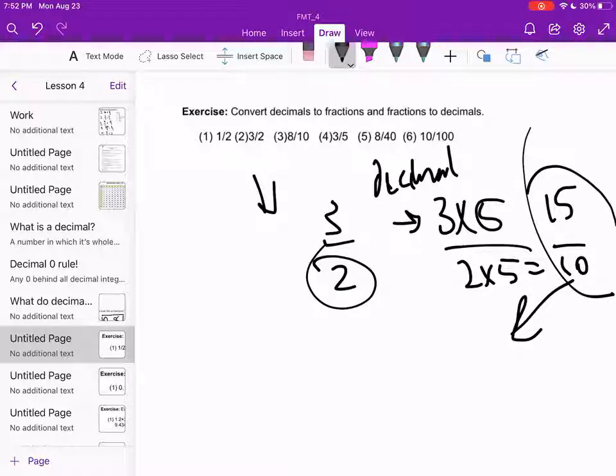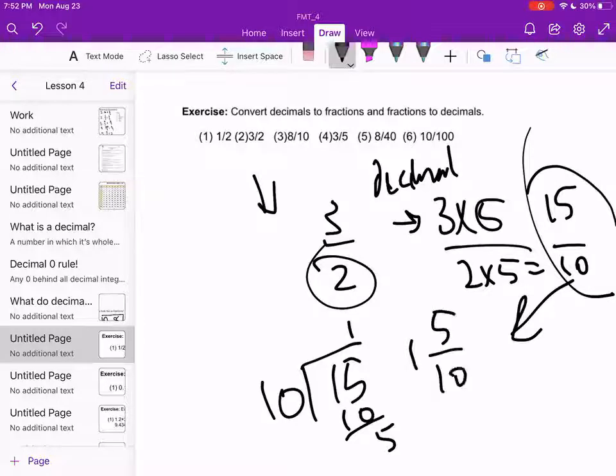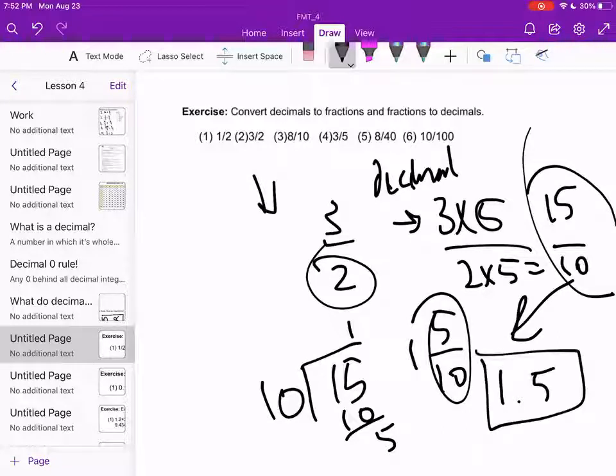So then we're just going to say 15 divided by 10. 10 goes into 15 once, and then we get 5, right? So our proper fraction is going to be 1 and 5/10. And then from there, we have our ones value, that you were asking about earlier, Ivanka. And then we have the decimal, and 5/10 is also equal to 0.5. So our answer is going to be 1.5.